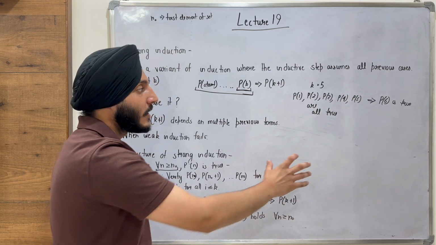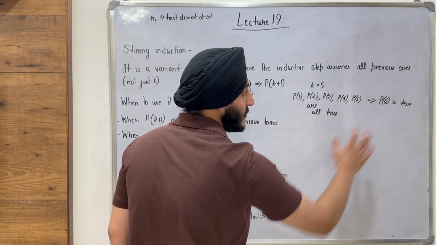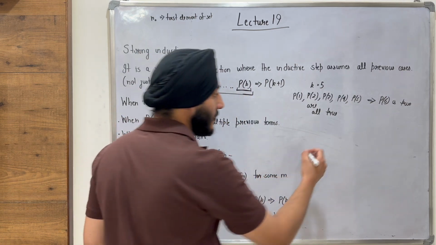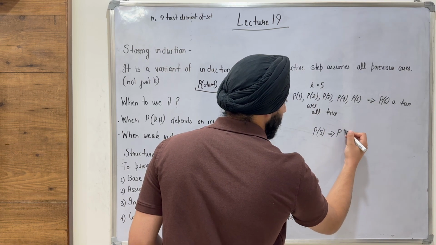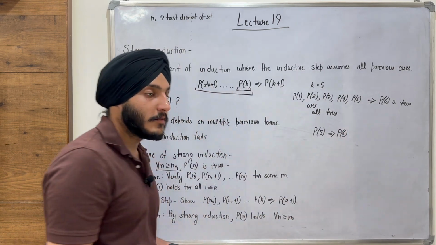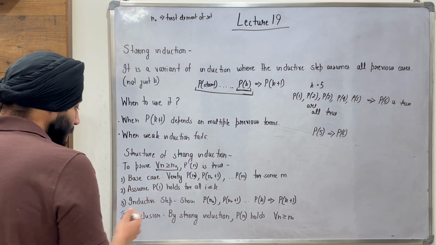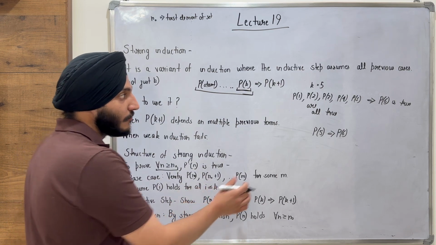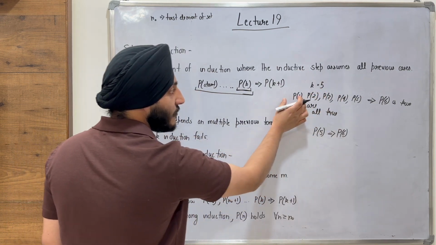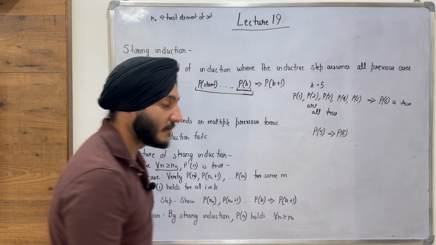Why is that? Because it might be that I need all the previous values in order to prove P of 6. If you remember, in weak induction, I just needed P of 5, which is the previous one, in order to prove P of 6, right? So this is the difference between weak induction and strong induction. So assume P(i) holds for all i less than or equal to k. For example, if k is 5, then we assume that P1 through P5 are true, in order to prove P6 is true, right?